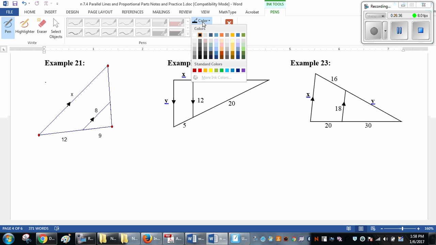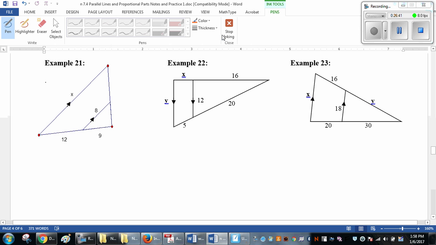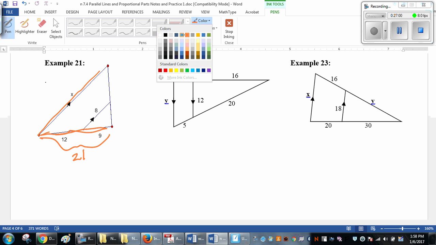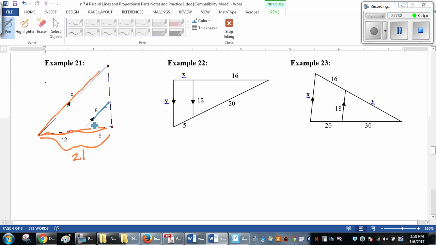Again, the idea here is to look and check: are we working with whole sides or are we working with splitting sides? So here, x is a whole side of the large triangle. Here's the other side of the large triangle, whole side again, right? So that whole side there is 12 plus 9, which is 21. That's what we're going to work with. Now let's look at our small triangle. 8 is a whole side. 9 is a whole side. That's what we want.